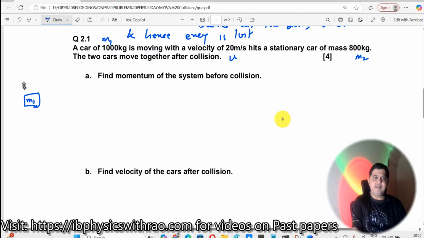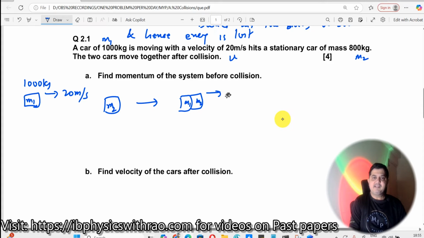This is your mass m1, 1000 kg. Now this moves at the speed of 20 meters per second. You have another mass m2, which is 800 kg, which is stationary, and after hitting, both m1 and m2 start moving. He is asking what is the momentum of the system before collision. In any type of collision, whether elastic or inelastic, momentum is conserved. But he has not gone even to that level. He is only asking for the momentum of the system before collision.